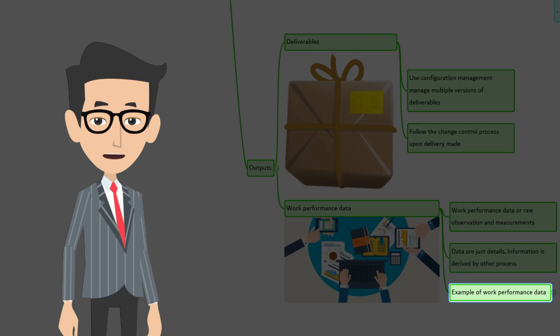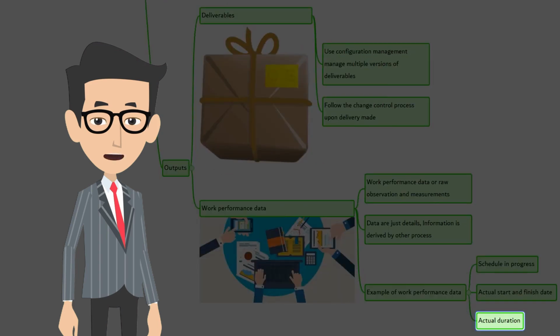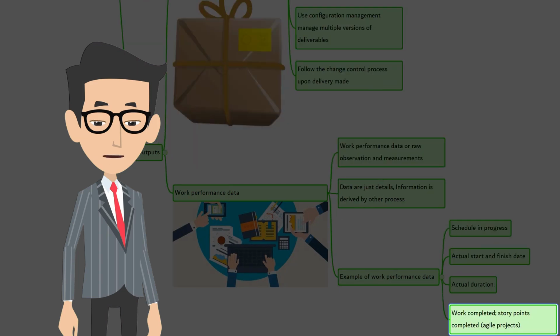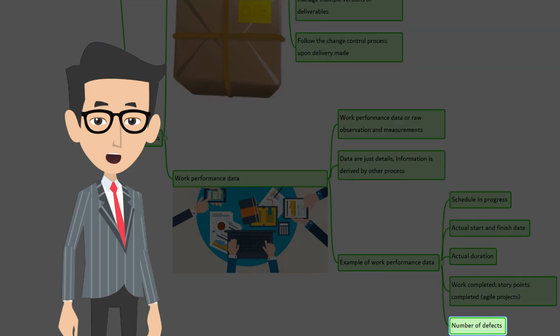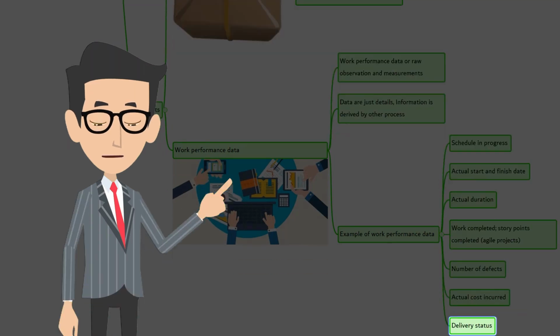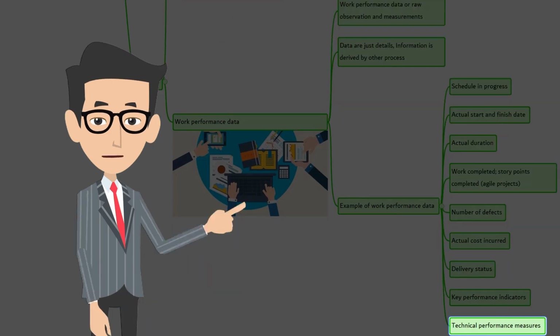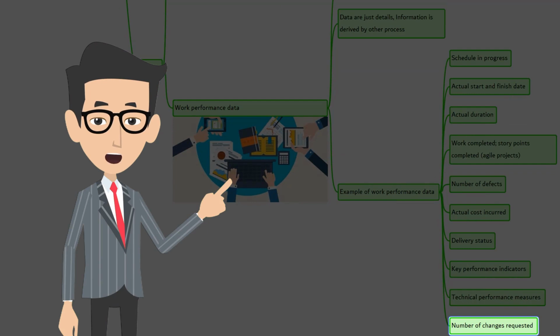Of course, we already had a detailed discussion on this. So now just have a quick look at it. Schedule in progress, actual start and finish date, actual duration, work completed, story points completed in case it's an agile project, number of defects, actual cost incurred, delivery status, key performance indicators, technical performance measures, and number of changes requested.